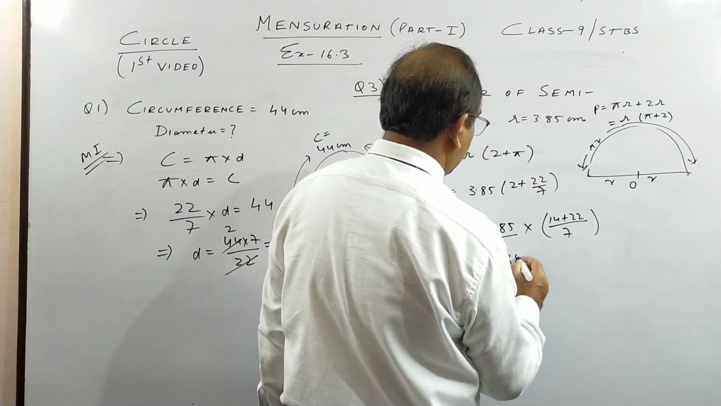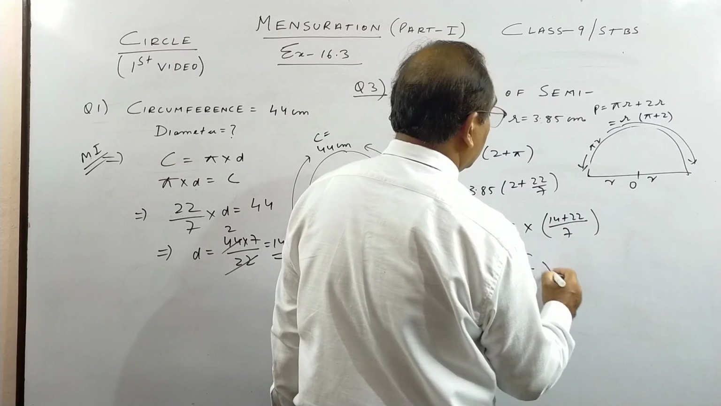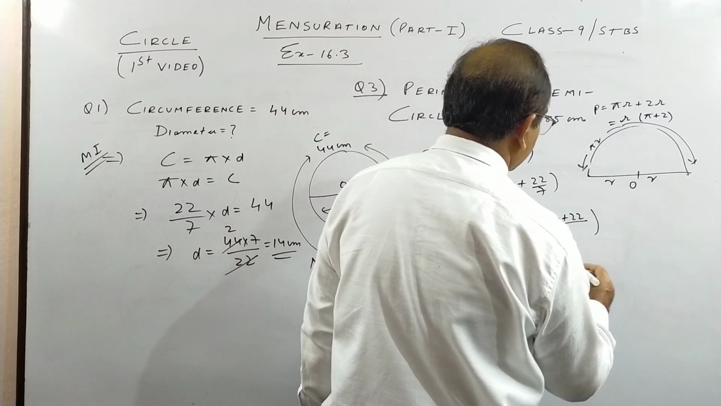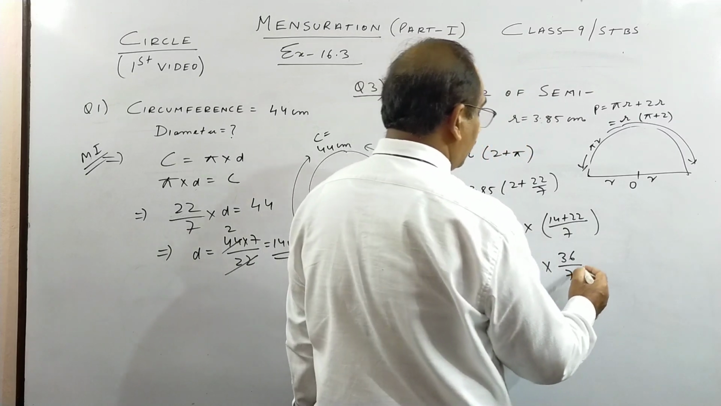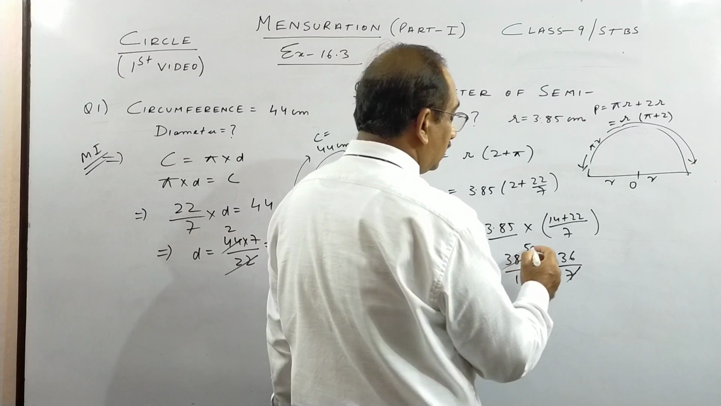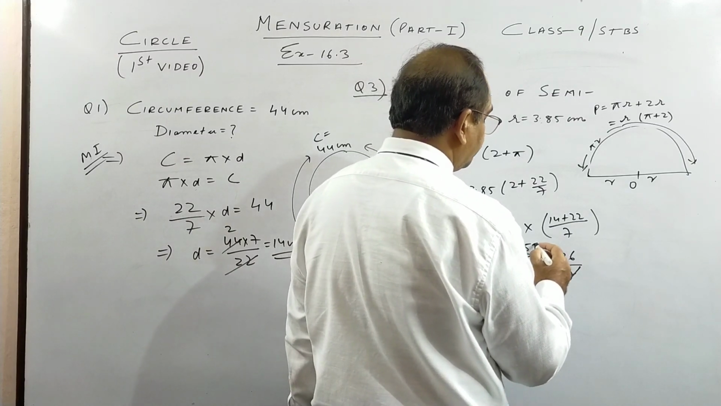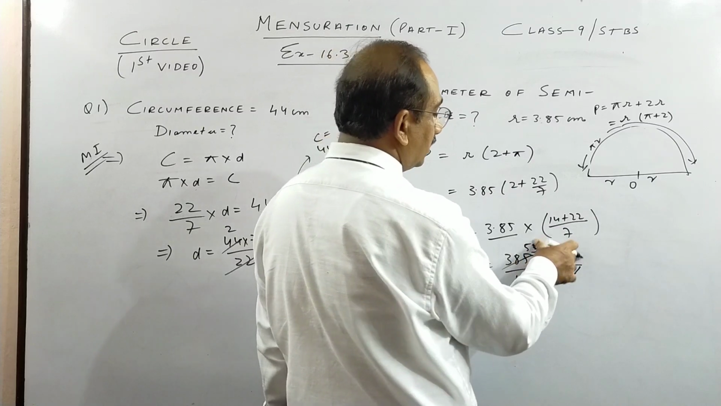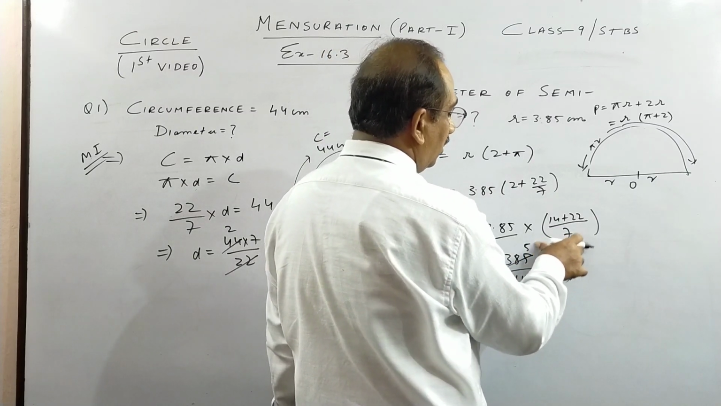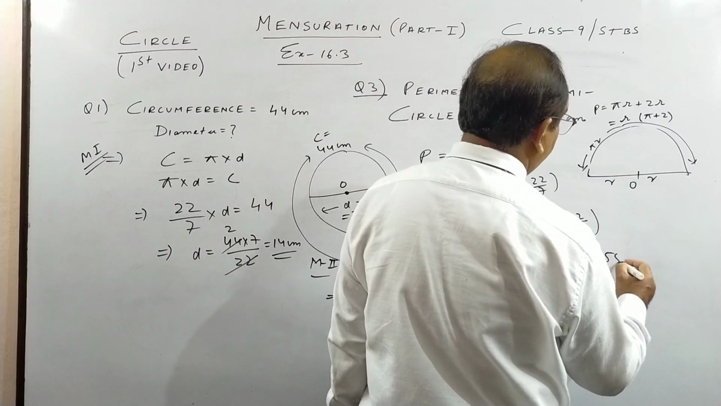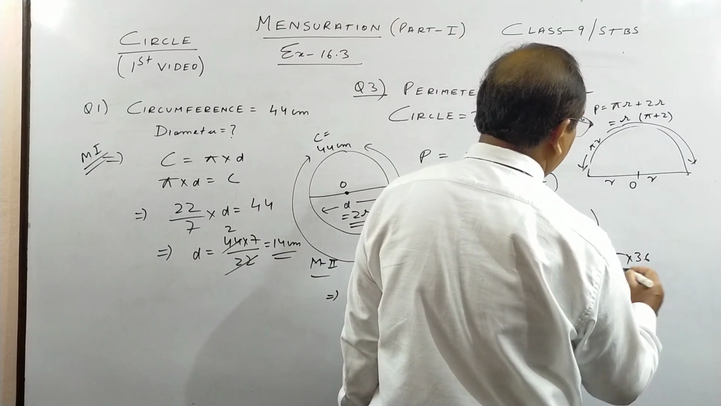So this I can write as 385 by 100 into 36 by 7. Now if you cancel with 7, 7 5s are 35, so 3 remains. So again it will go 5 times. Okay, so finally we get 55 into 36 by 100.